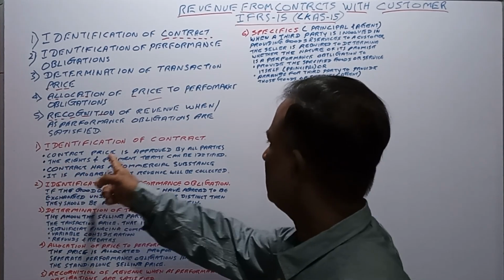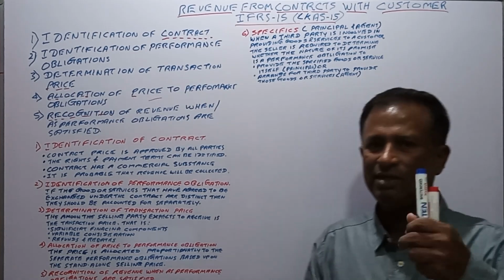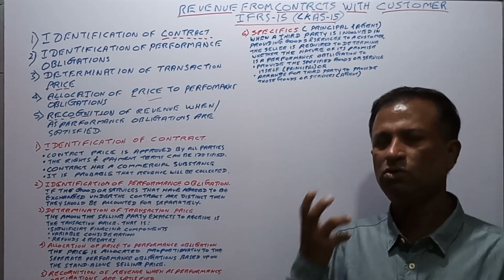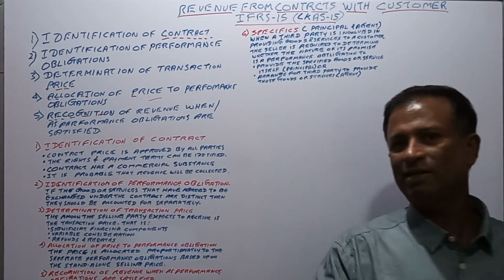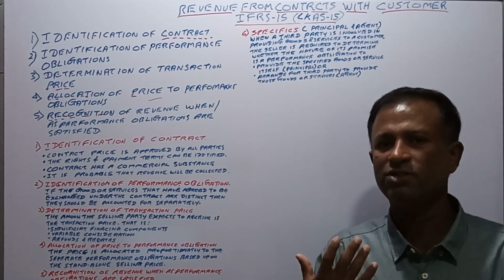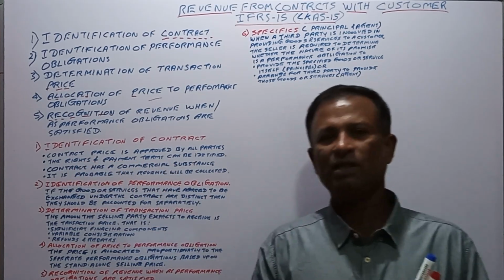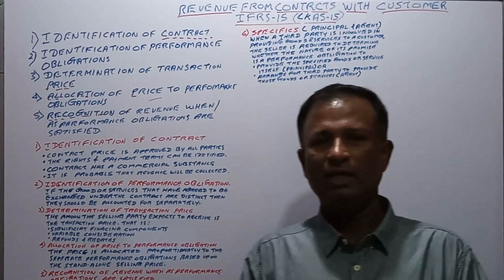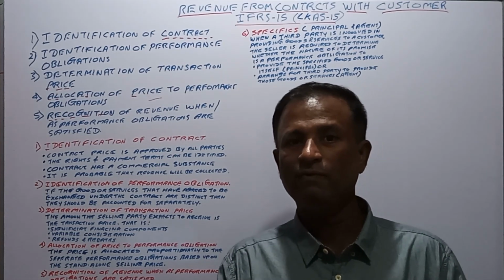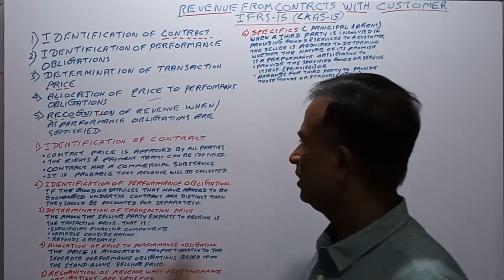Second one, the rights and payment terms can be identified. Rights, what is the right to you? If the goods are not in usable state, you can return them and get the cash refund, that is a right. Payment terms, whether it is ready cash payment or whether it is the installment method, like that, payment terms should be identified.